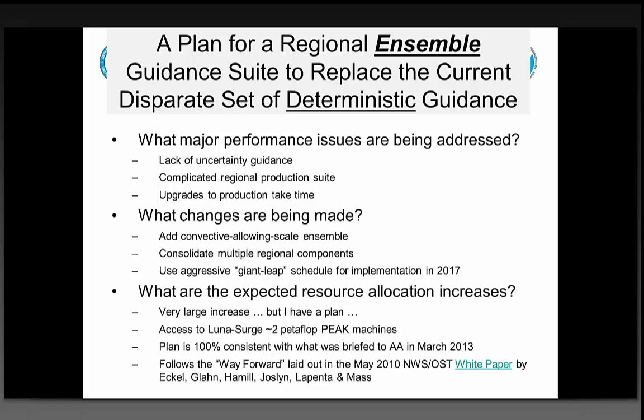What changes are being made? Well, we're going to add a convection allowing scale ensemble that's more regular and reliable and not made up of disparate pieces. We'll consolidate multiple components and have this aggressive schedule to make it into the new Cray computer, the Task Order 4 computer, in late calendar year 2017 or the first quarter of fiscal year 18. What are we expecting? It's going to use a fair chunk of that computing, but it was designed to do that. We briefed Louis on that back in March of 13, and it is sized to fit the 2 petaflop machine. And it's consistent with the Way Forward white paper, which was put out in 2010.